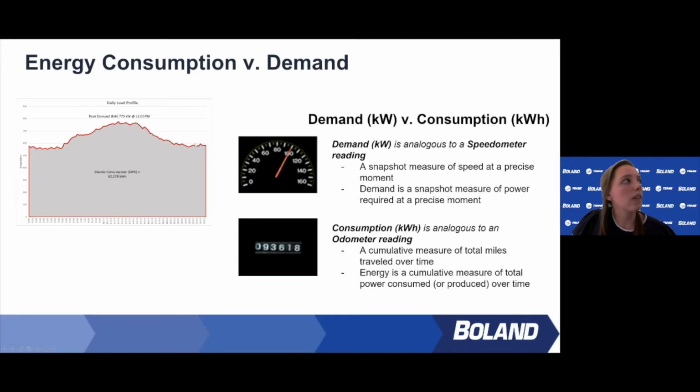So when we look at this, the red line is demand. It's measured every 30 minutes or 15 minutes, depending on the time interval for the system. So we have that marked here, and then we highlight the peak demand, so the highest demand for the day. This occurred at noon at like 775 kilowatts. To understand this completely, we have energy consumption below. So this is how much was used over the day, and this is around 62,000 kilowatt hours.